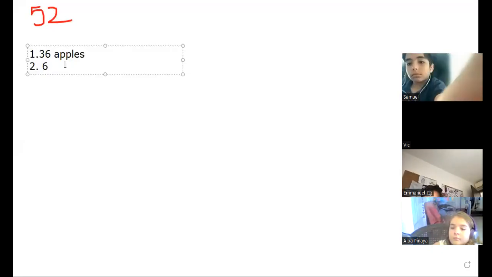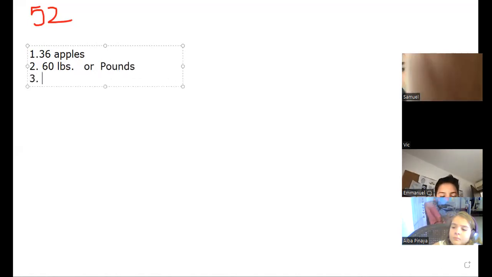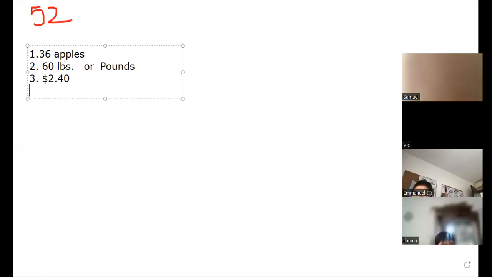All right. Lesson 52, we're correcting. Number 1, 36 apples. Number 2, 60 pounds. You could put POUNDS or the abbreviation LBS. Okay, so either way. Oops, that's not how you spell. There we go. Number 3, you needed to have $2.40 with a dollar sign.